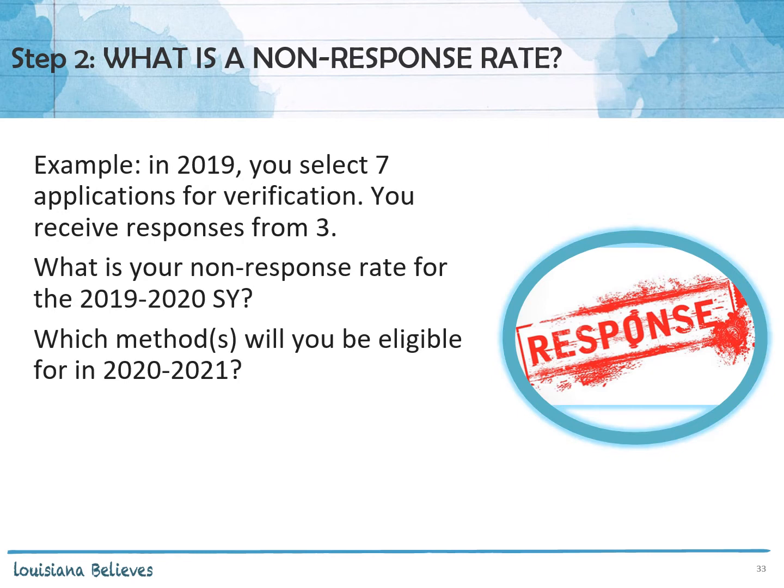Let's complete an example of calculating a non-response rate. In 2019, you select 7 applications for verification and you receive responses from 3. What is your non-response rate for the 2019-2020 school year? And which method or methods will you be eligible for in 2020-2021?